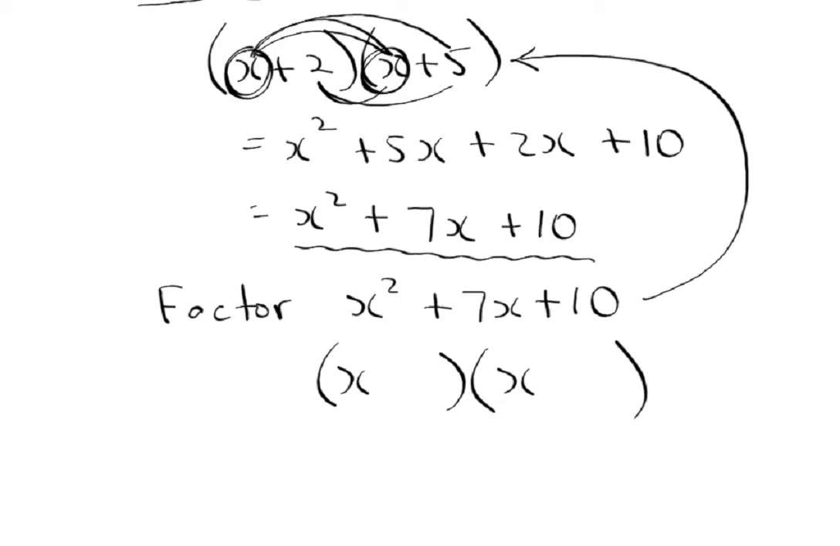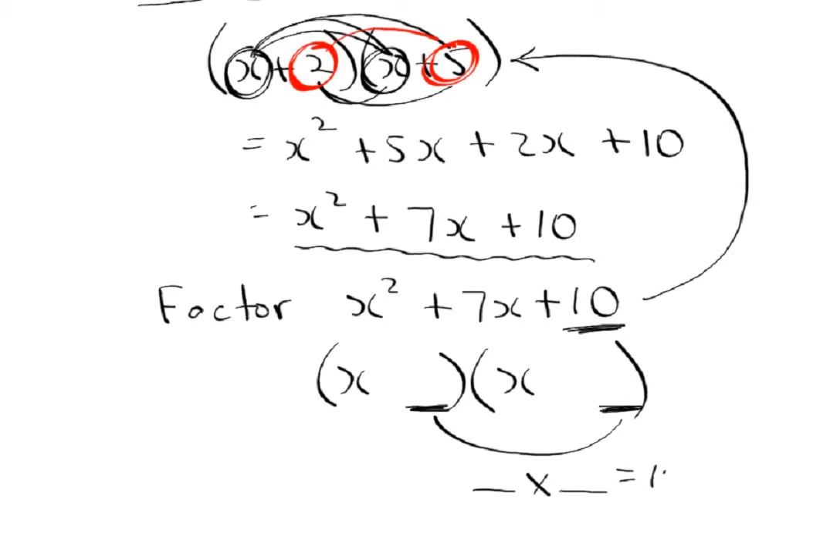Then if we look at the constant at the end, the plus 10 in this case, where did that come from? Well, that comes from the 2 times the 5. When we multiplied those two numbers together, that's where that 10 comes from. So what that tells us is that the number that goes here and the number that goes here, these two numbers have to multiply together and make 10. So we're looking for two numbers that multiply together to make 10.